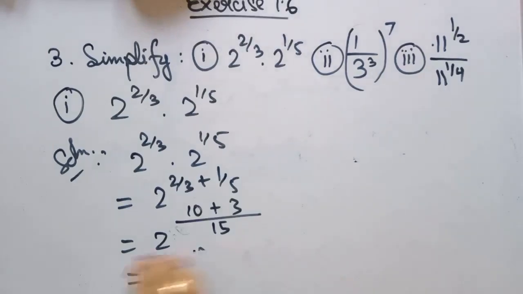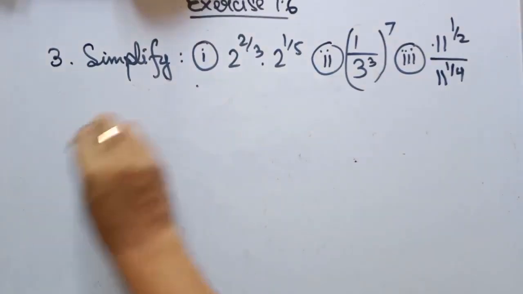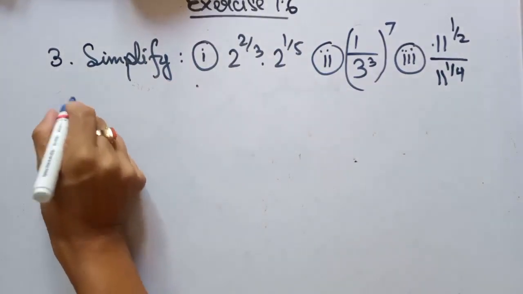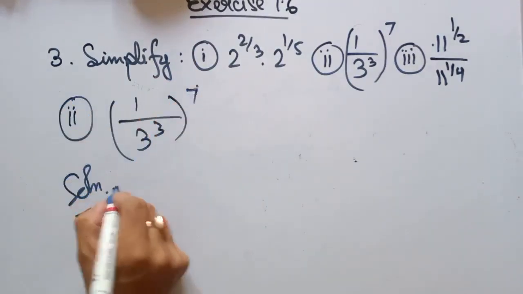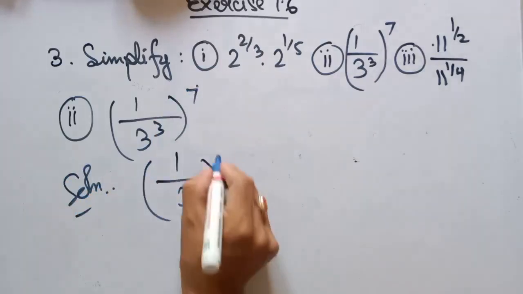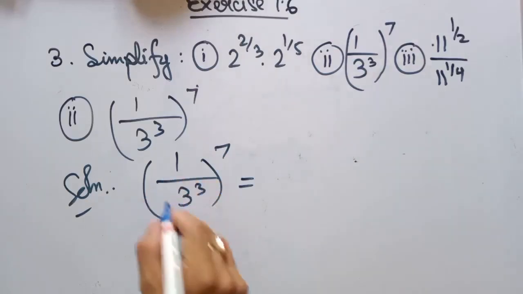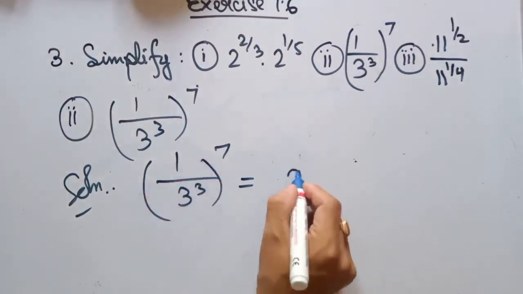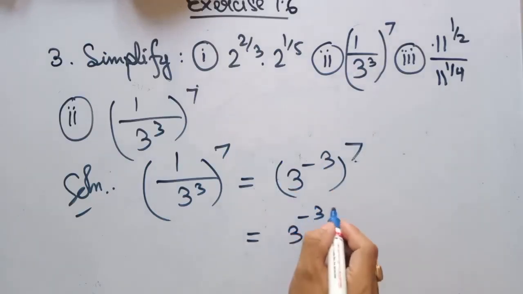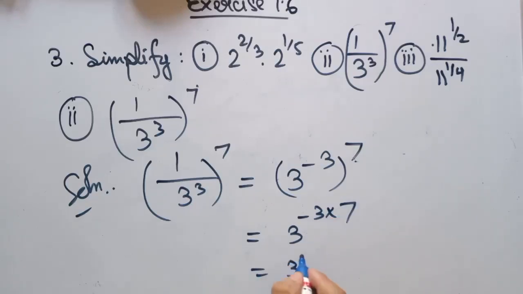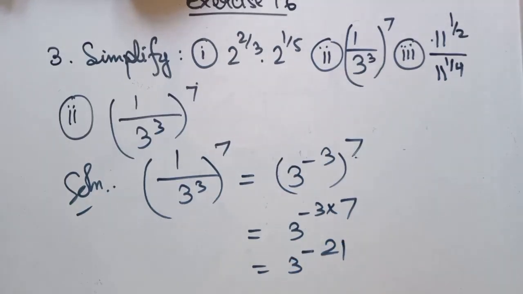Next, Roman number 2. Solution: the number inside the bracket can be written as 3 to the power 1 by 3, whole to the power 7. This is equal to 3 to the power minus 3 into 7, which is 3 to the power minus 21. So the required answer to Roman number 2 is 3 to the power minus 21.